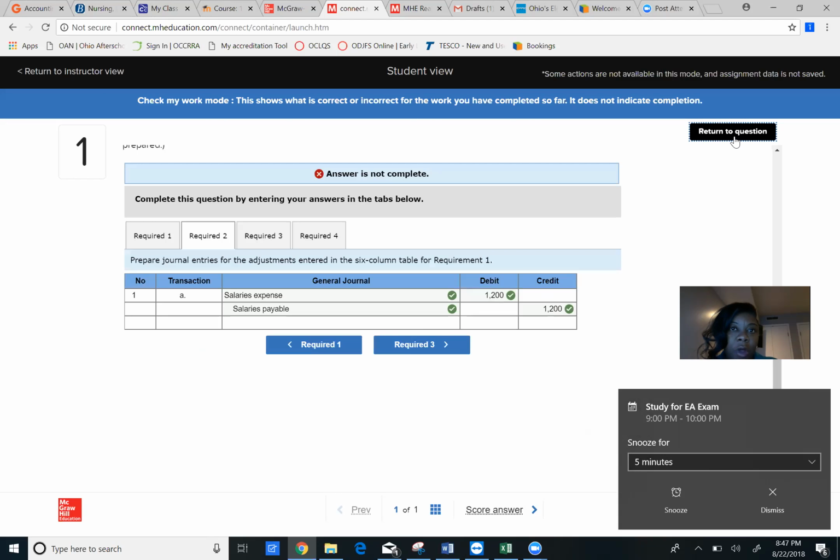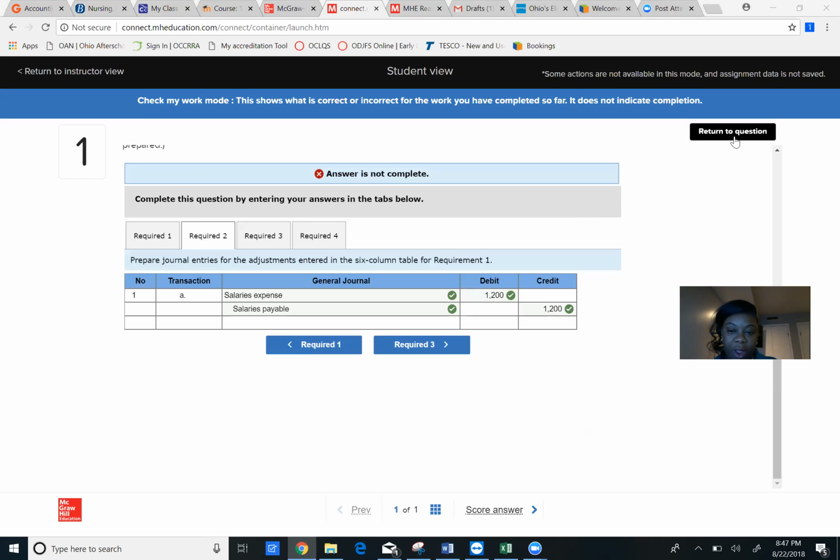Okay, so does that make sense now? So now we're on the same page. So now my salaries expense is a debit, my salaries payable is a credit. And how you will know if you are putting it in the right place is by knowing this part. Is by knowing this.